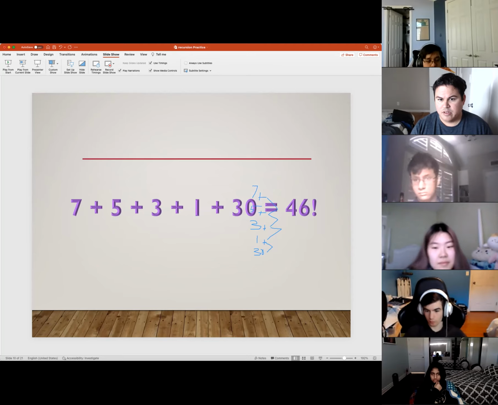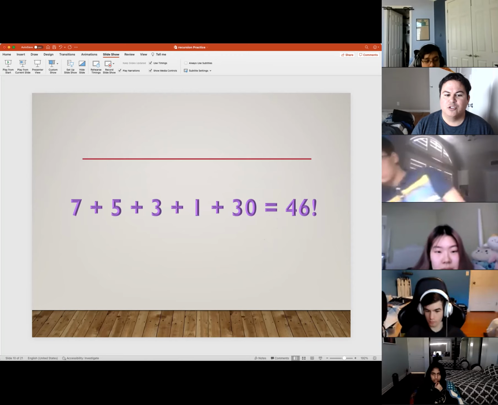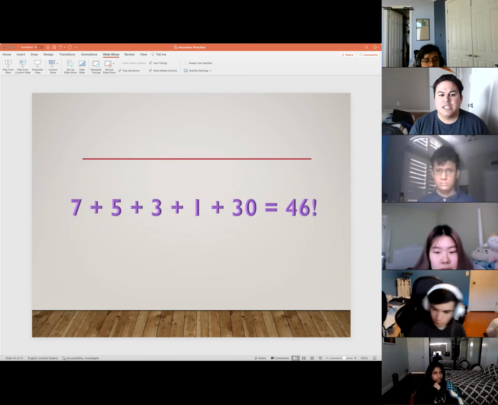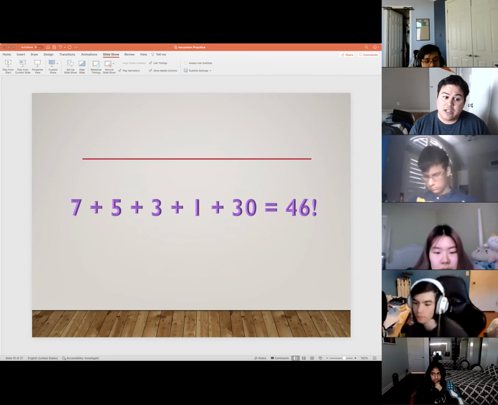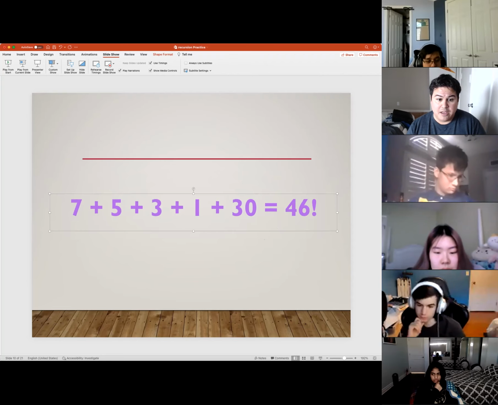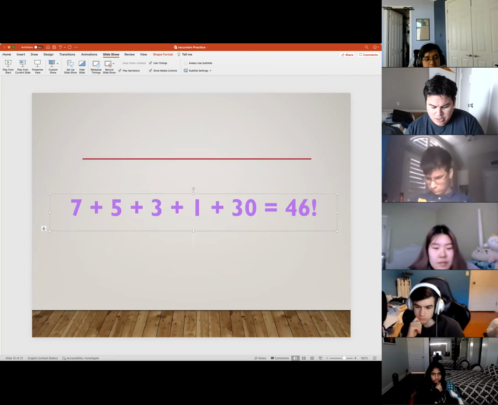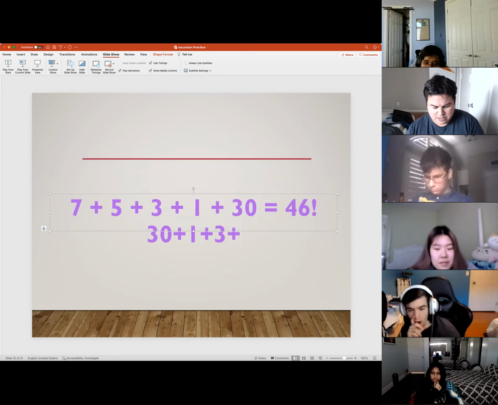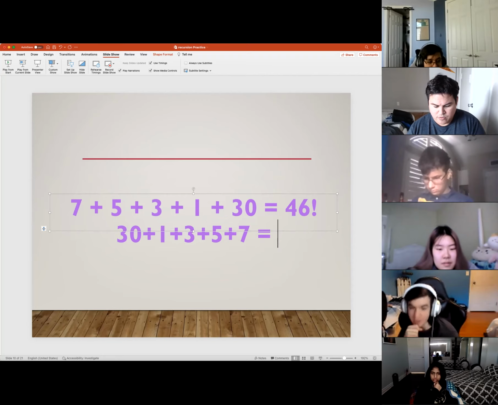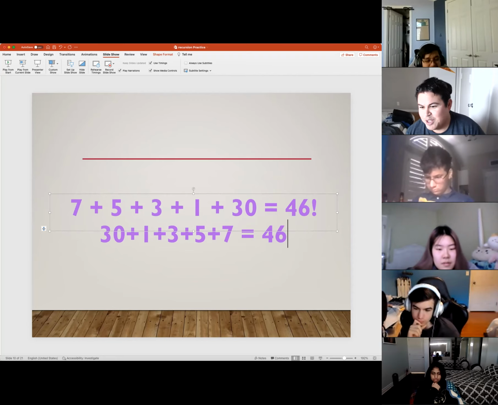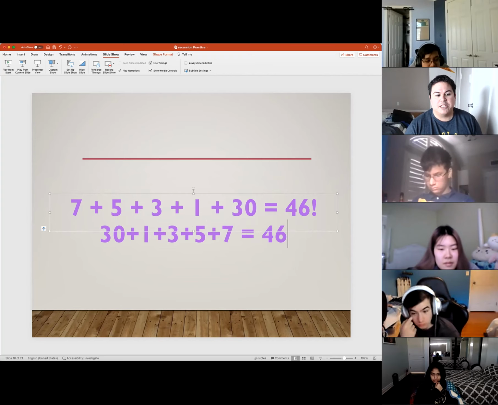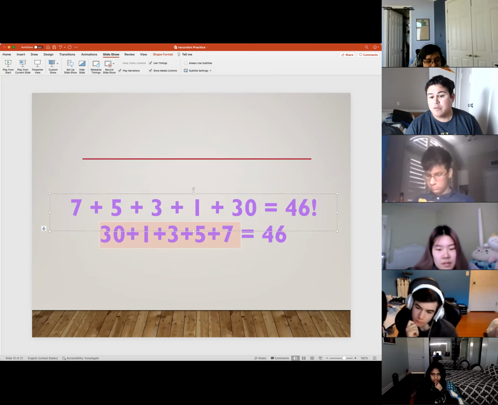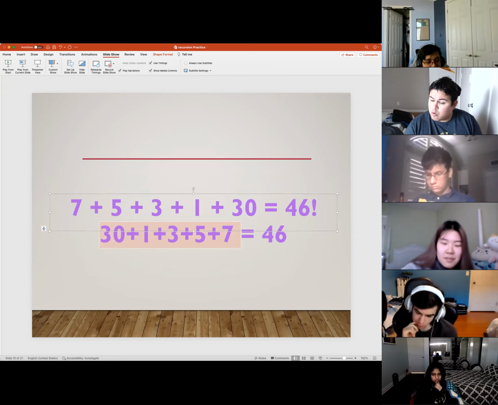Okay. Clear my beautiful drawings. Okay. So again, it's last in, first out. So theoretically, this equation should be 30 plus 1 plus 3 plus 5 plus 7. 46. And not 46 factorial. That was just more like 46. Okay. So, all right. 30 plus 1 plus 3, because what's happening is it's actually working its way back out. Okay. Any questions on that?